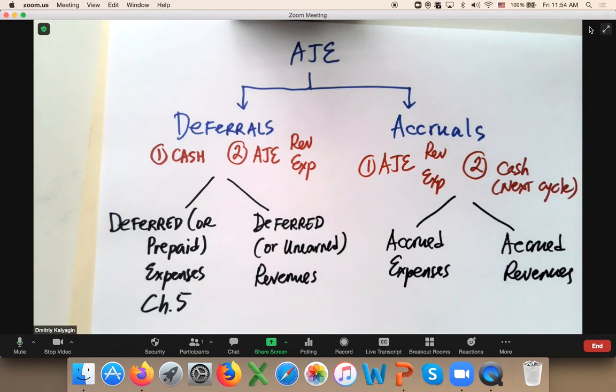So I hope it makes sense. If not, make sure you understand and comprehend this information. I'm going to stop here and I will continue with the description of each group of these adjusting entries in the second part of the videos.